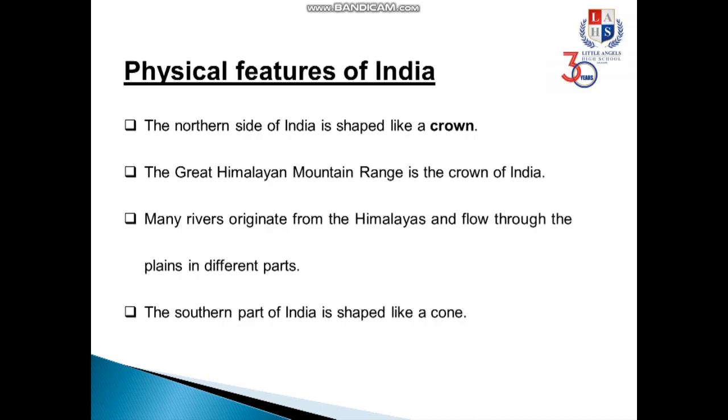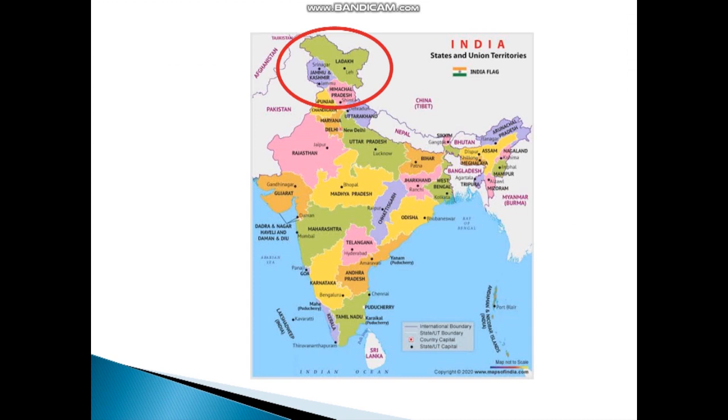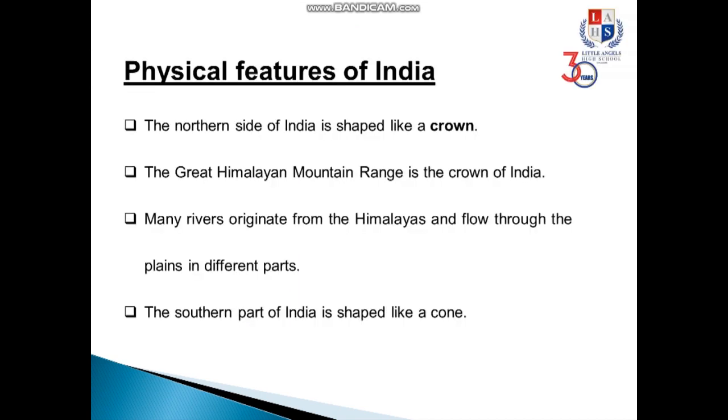The northern side of India is shaped like a crown. The Great Himalayan Mountain Range is the crown of India. Let's look at this map. If you look at the area encircled in red, this area is shaped like a crown. Many rivers originate from the Himalayas and flow through the plains in different paths. So rivers like Indus, Chenab, Ravi, etc. originate from the Himalayas.